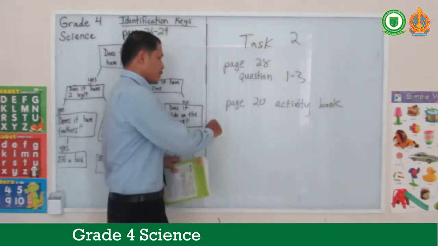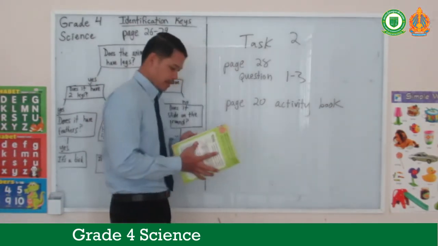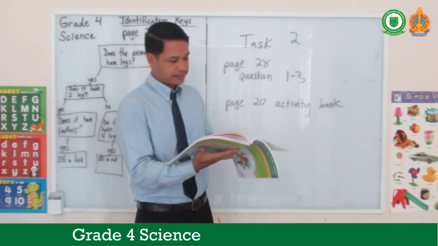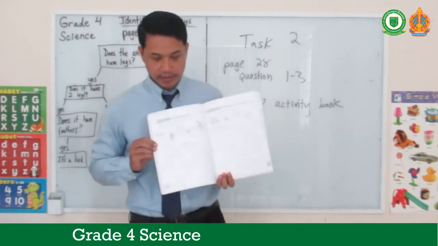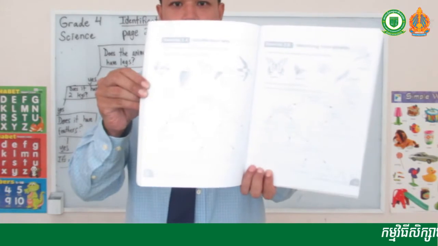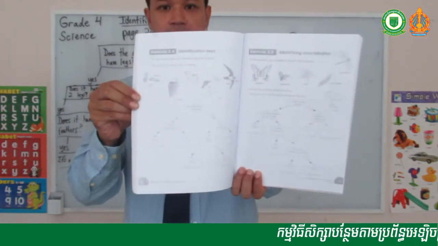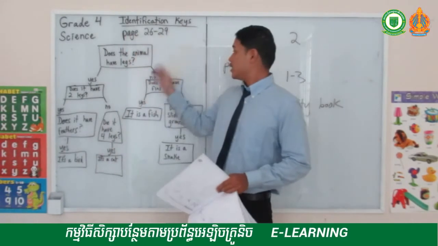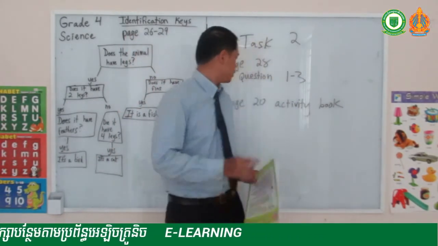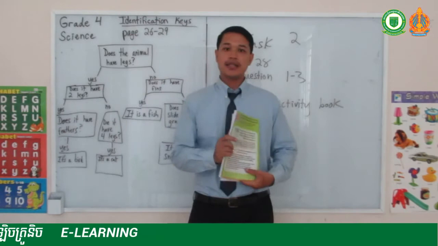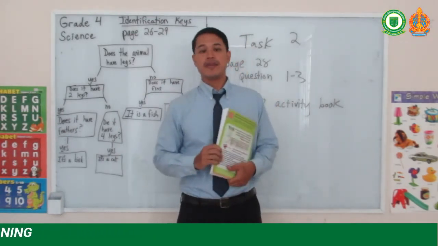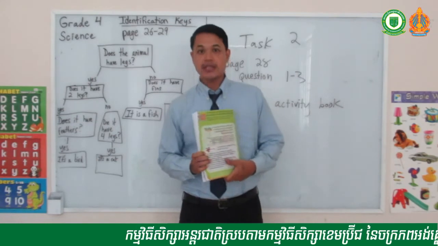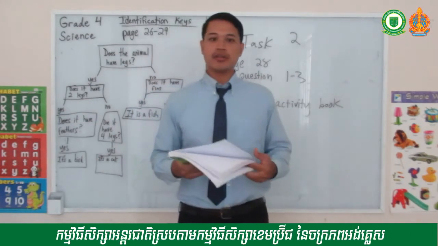After that, you have page 20, activity book. It will look like this. You see the identification keys. Fill out the identification key on page 20, and once you're finished, you may post it to the group. If you have any questions, please ask in our group also.